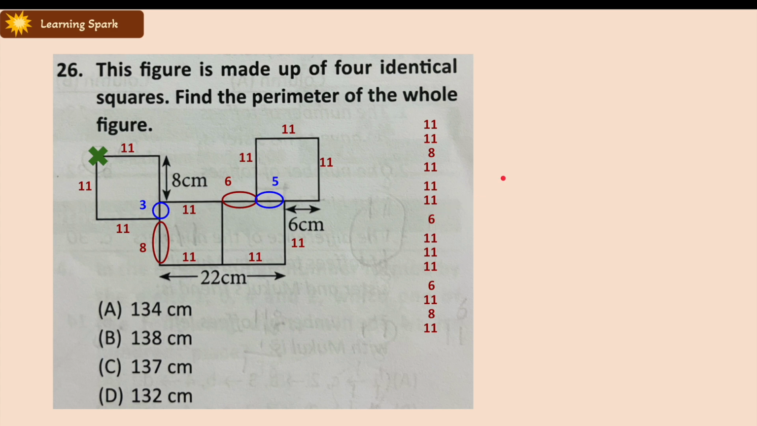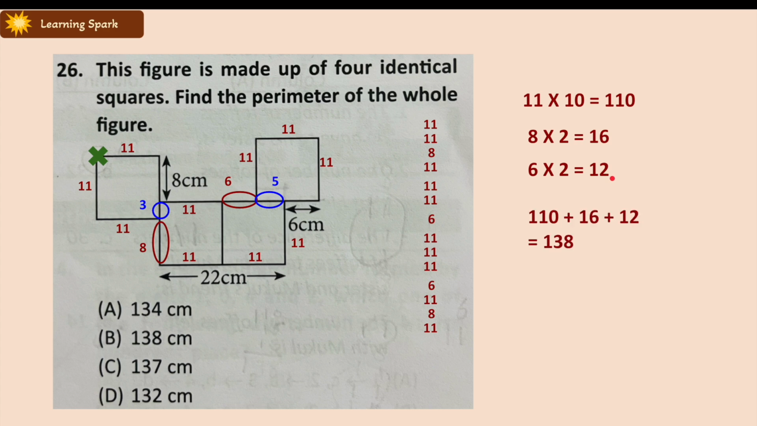Okay, so let's add this now. 10 11s means 110, 2 8s means 16, 2 6s means 12. Okay, and then add this together, 110 plus 16 plus 12, which is 138, right? This is the whole perimeter. So 138 centimeters is the perimeter. The answer is D.